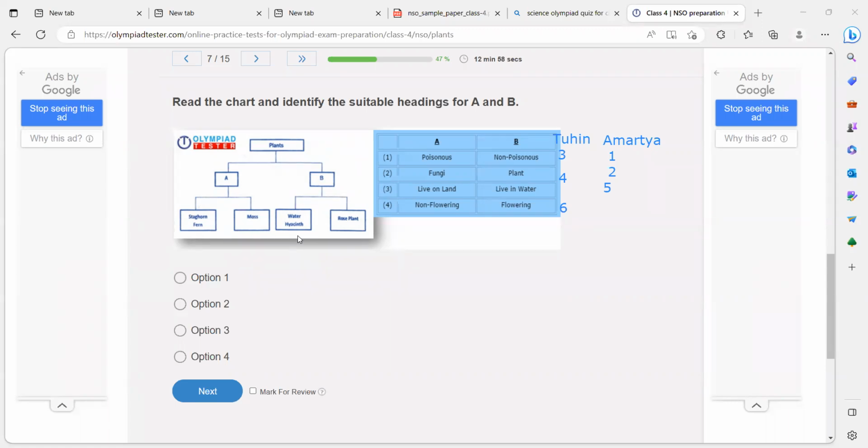Okay, ma'am. This is class 4 science. Ma'am, Udit, in which class? That we will decide afterward. Tell me this one. Which one will be the correct answer? Rose plant is not poisonous. Water hyacinth is also non-poisonous. Staghorn fern, I think it is poisonous, and moss is non-poisonous.